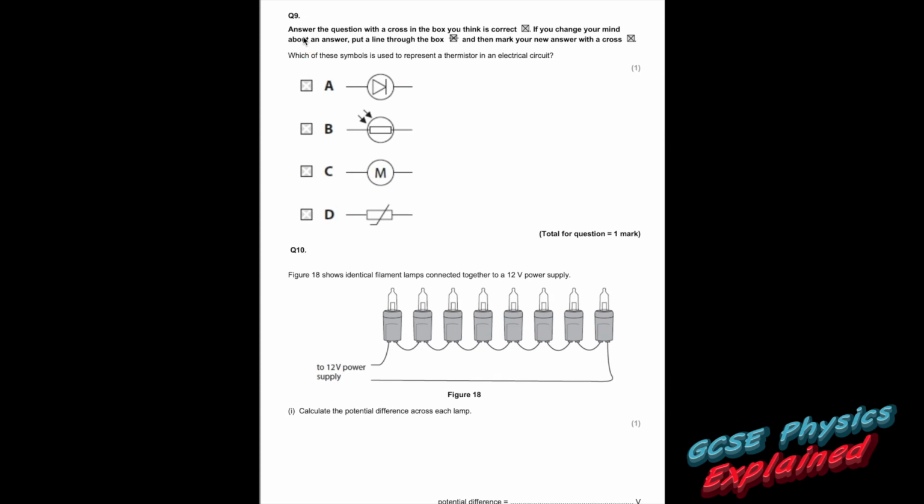Question 9. Which of these symbols is used to represent a thermistor in an electrical circuit? Well, that's a diode, D, I, O. That's a light-dependent resistor. That's a motor. And that's a thermistor. So the answer is D.